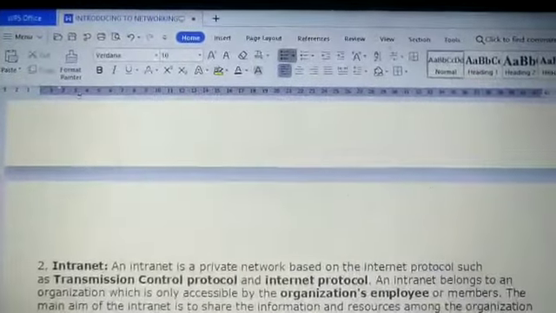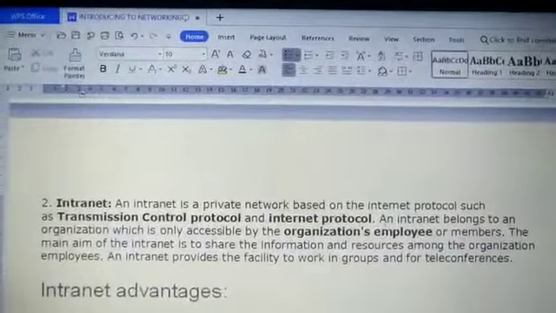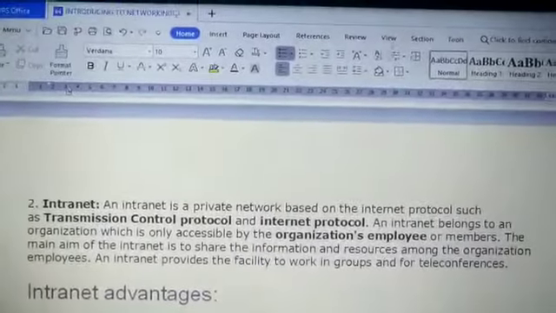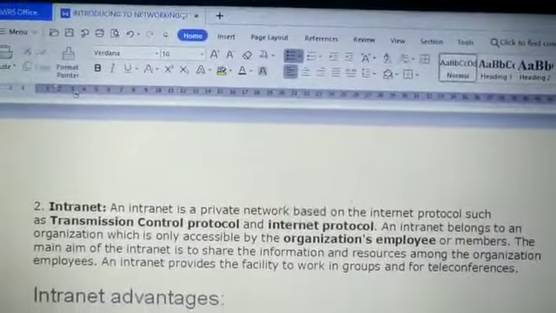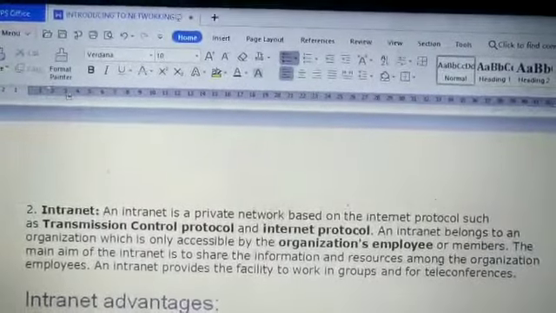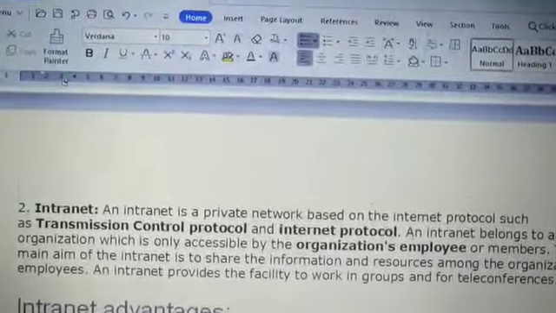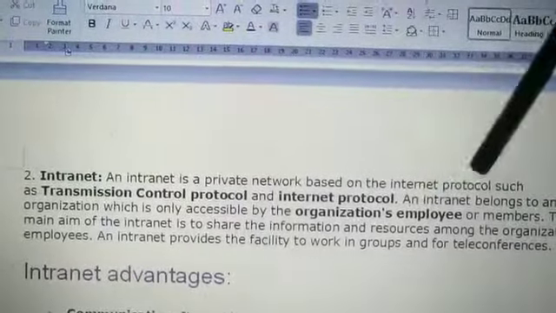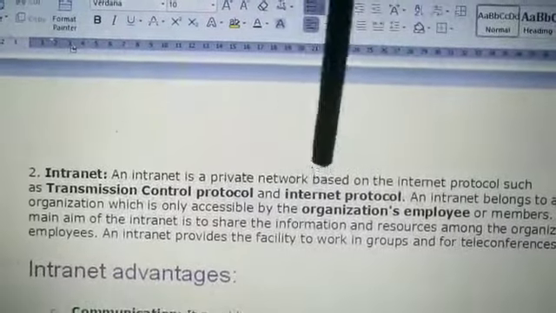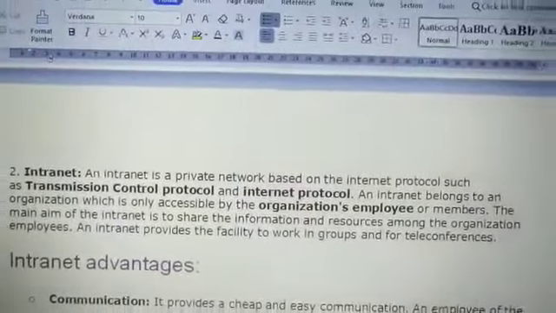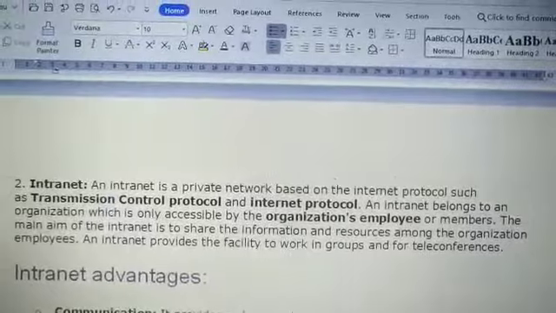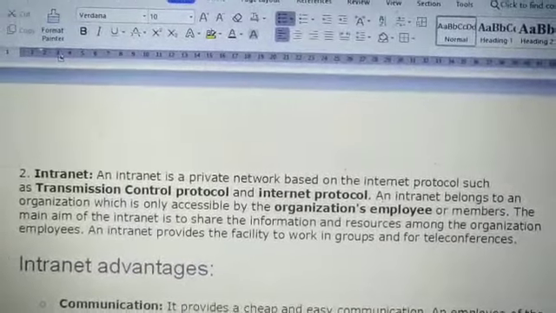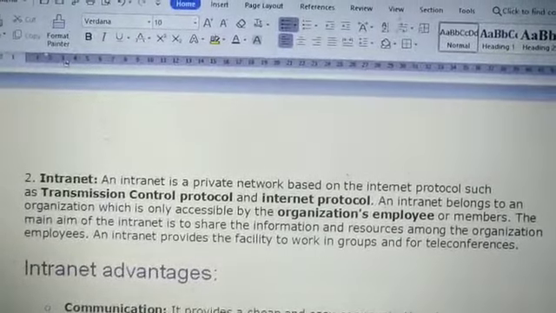Okay, next one is intranet. Previously we learned about extranet. Now the second type of interconnection is intranet. An intranet is a private network based on internet protocol, such as Transmission Control Protocol and Internet Protocol. Here also for transmission and communication we are using the TCP/IP protocol, but it is actually a private network, not a public network.